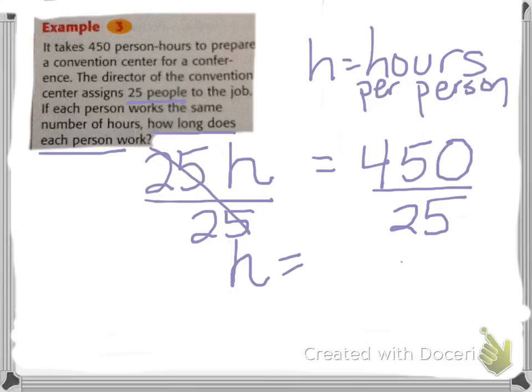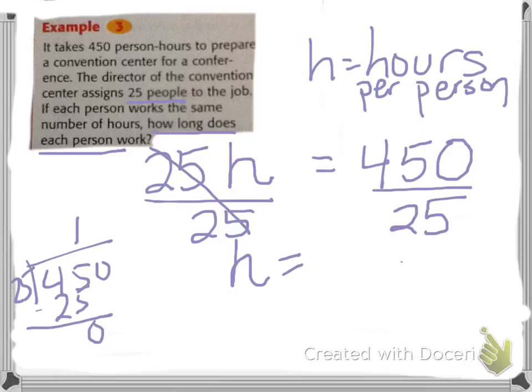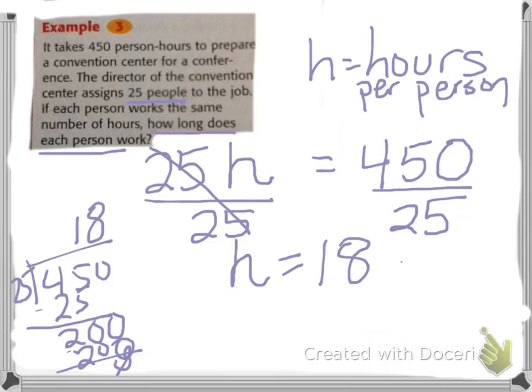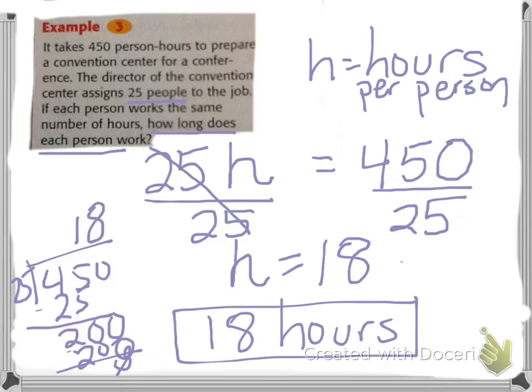450 divided by 25, if you're not sure, do it off to the side. 25 goes into 45 once. I'm left with 200. And 200 divided by 25 would be 8. So h equals 18. So how long does each person work? 18 hours. And that's the answer.